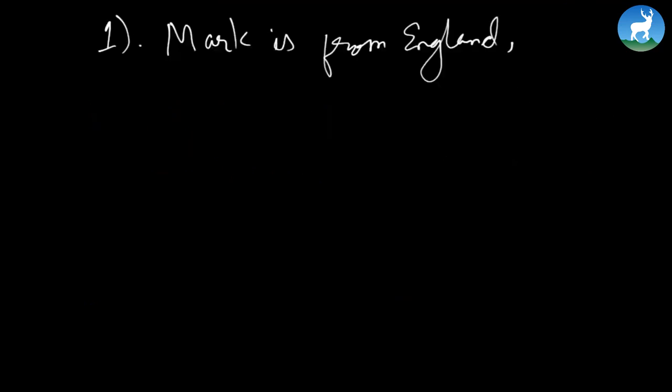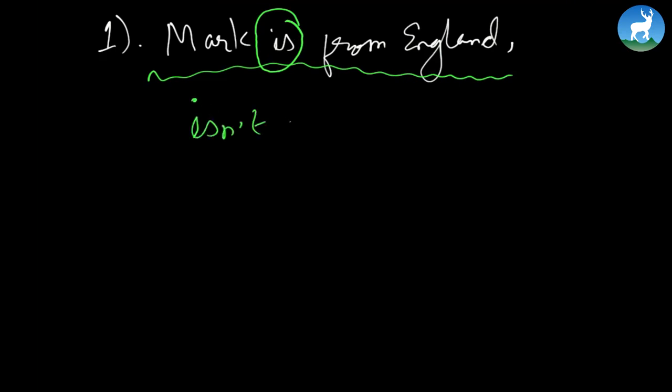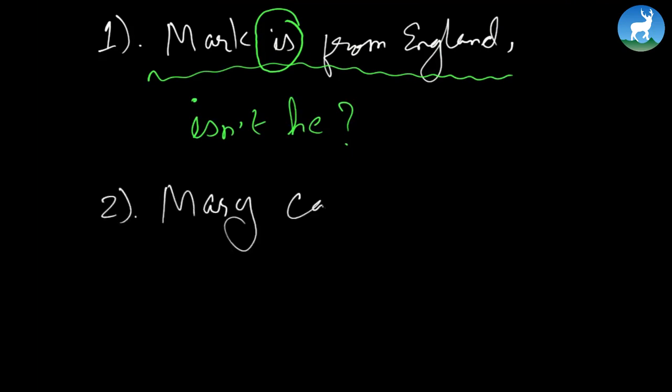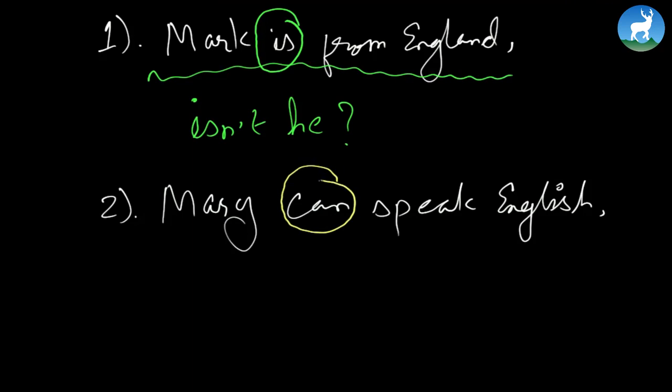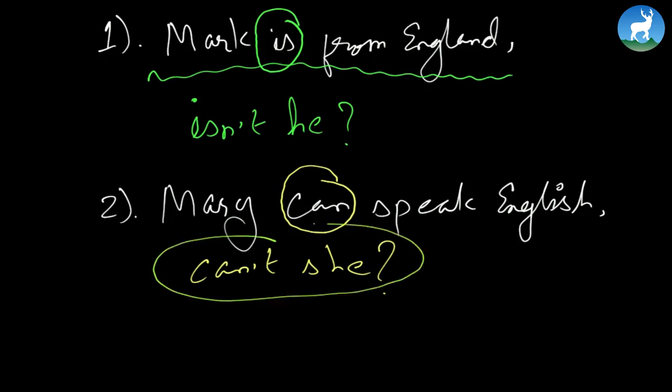This is a positive statement, and here we have to focus on the auxiliary verb and the tense, of course. Because the statement is positive, the question tag is always negative. So it would be "isn't he?" Similarly, let's deal with one more example. "Mary can speak English." It's a positive statement, which will always have a negative question tag.